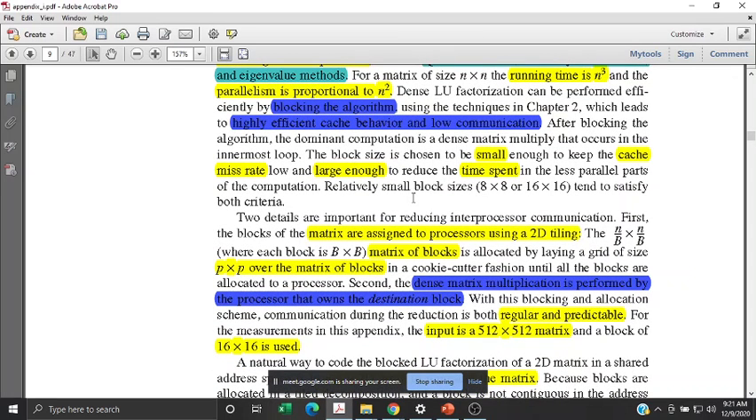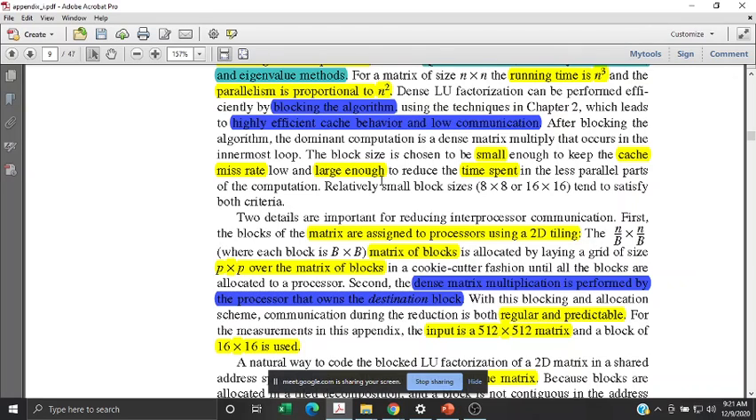So how do you arrange across the grid? The block size is chosen to be small enough to keep the cache miss rate low, and large enough to reduce the time spent in the less parallel parts. So how to choose the optimum size? If you have more data, normally you have more computation. That's how large or small is treated with respect to grids as such.